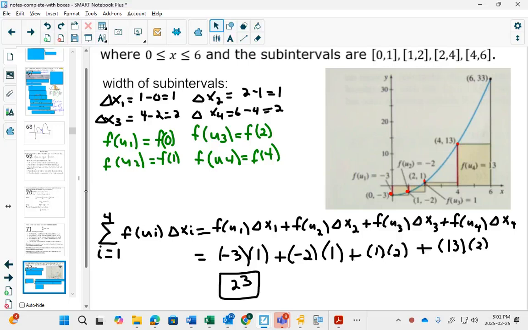Get a good estimate? Probably not. Is it the best you could do? No. Just do the exhaustion thing. You could just make more rectangles and get better and better and better.